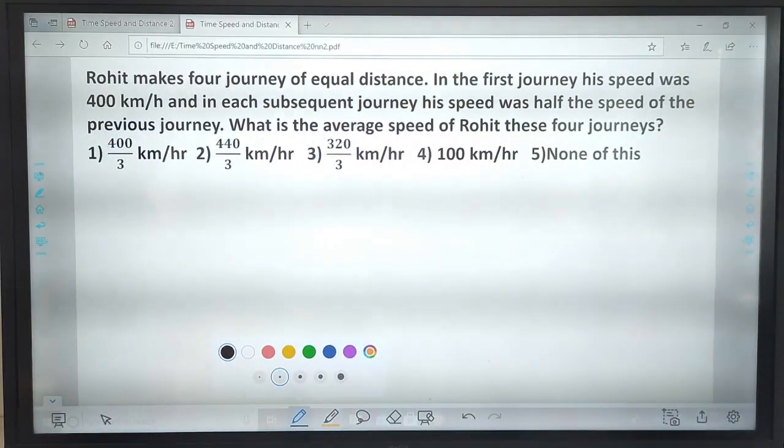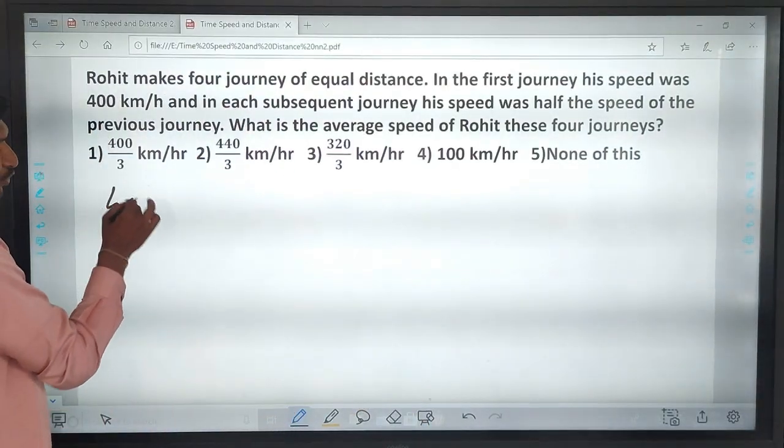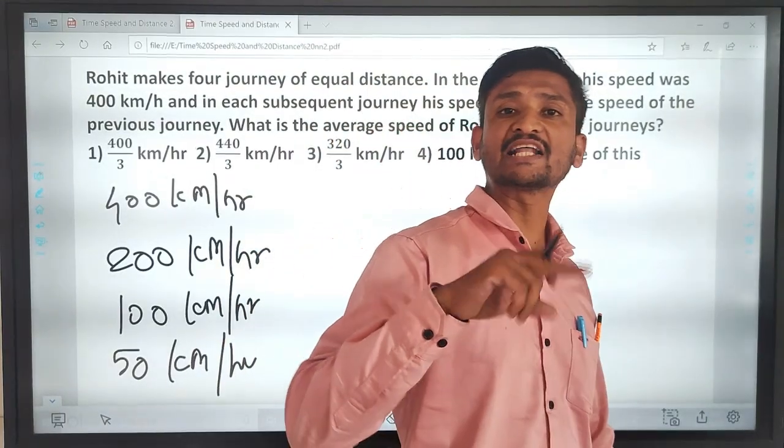Here speed becomes half of the previous. Now here the starting speed is 400 km per hour. Then the next speed is half of this, that is 200 km per hour. Then the next speed is half of the previous, 100 km per hour. And then the next speed is half of the previous, then 50 km per hour. Here these speeds are different but the distance covered in each journey is the same.